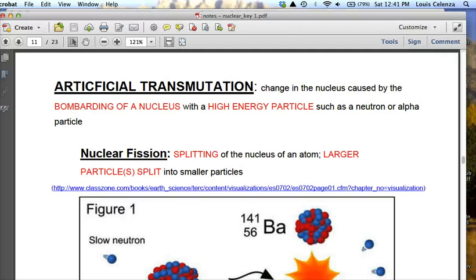Alright, so here we are with Unit 12, Lesson number 5. Now that we finished up the types of natural transmutation, we're going to look at the types of artificial transmutation, and we are going to start with fission.